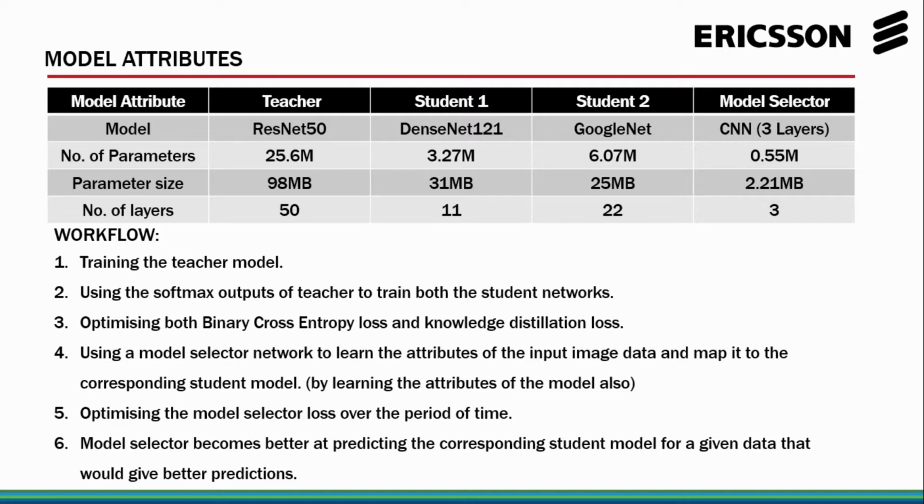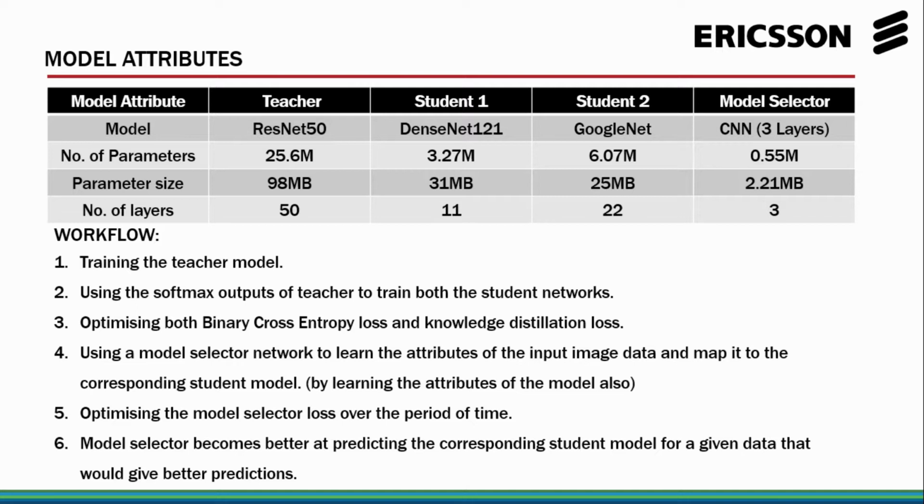The model selector, which is a custom defined 3-layer CNN architecture, which we'll discuss in the further slides, has around 50.05 million parameters and 2.21 MB as the parameter size, and it has 3 layers.